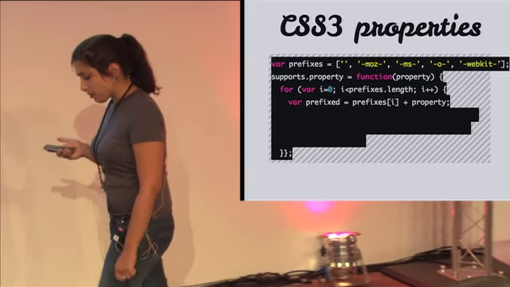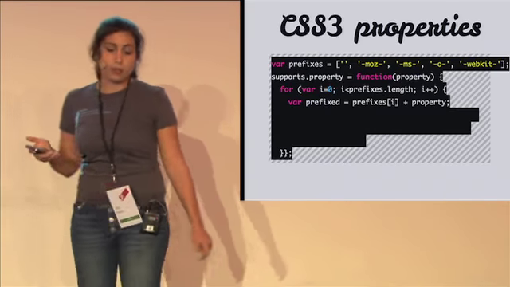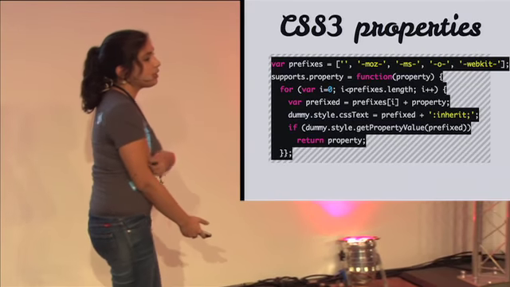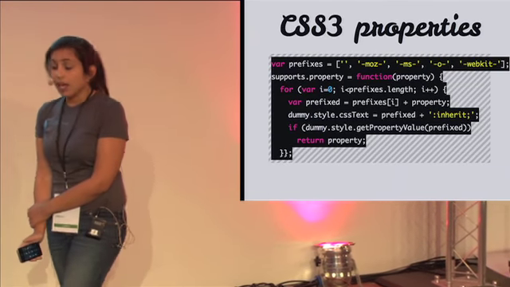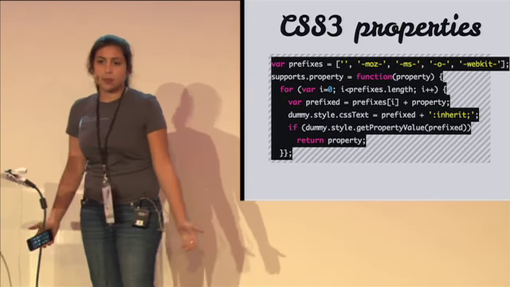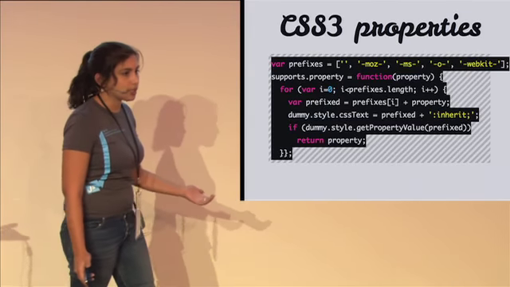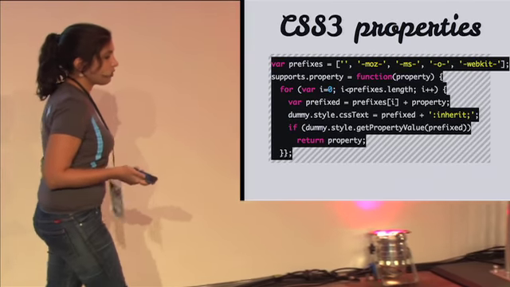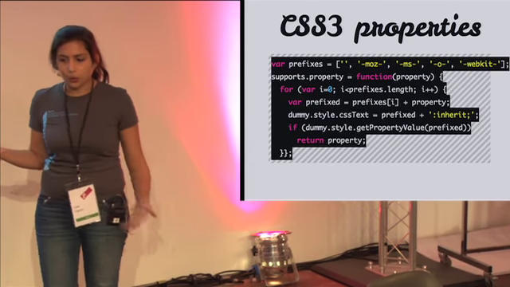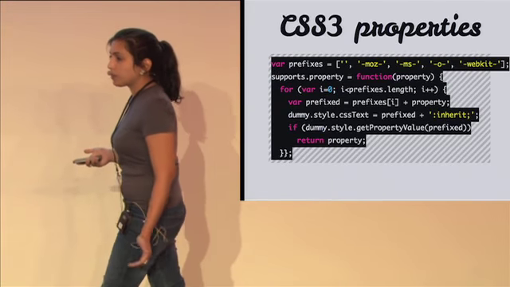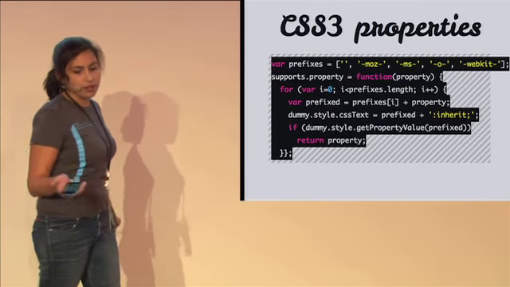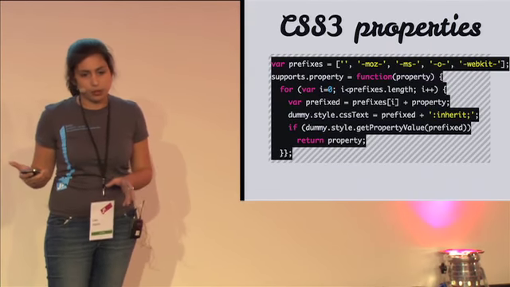So in this method, we iterate over all the prefixes, we get the prefixed version of the property, and then we set the CSS text of the dummy element to a declaration that uses that property. And because inherit is supported by every CSS property, it should get accepted. If the property is supported, it should accept inherit. So then we try to get the value of that property, and if there's a value, we return that version of the property, because we know that property is supported. If none of these prefixed properties are supported, then in this case we return undefined, and if that function was more correct, it should return null.